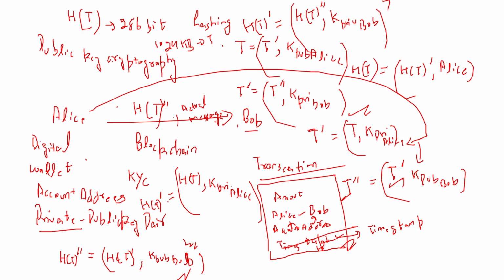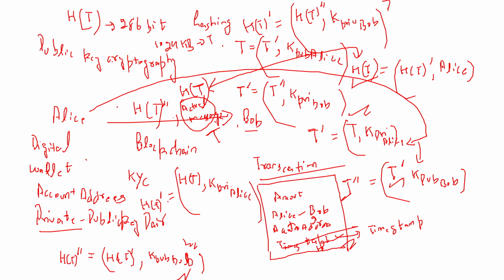So now Bob has the hash value of the transaction. Bob simply finds the hash value of the actual message, which is transaction T, and matches it with the decrypted HT. If it is the same, it means that the integrity of the message is maintained. That is, the actual message T is maintained. No one has modified it.